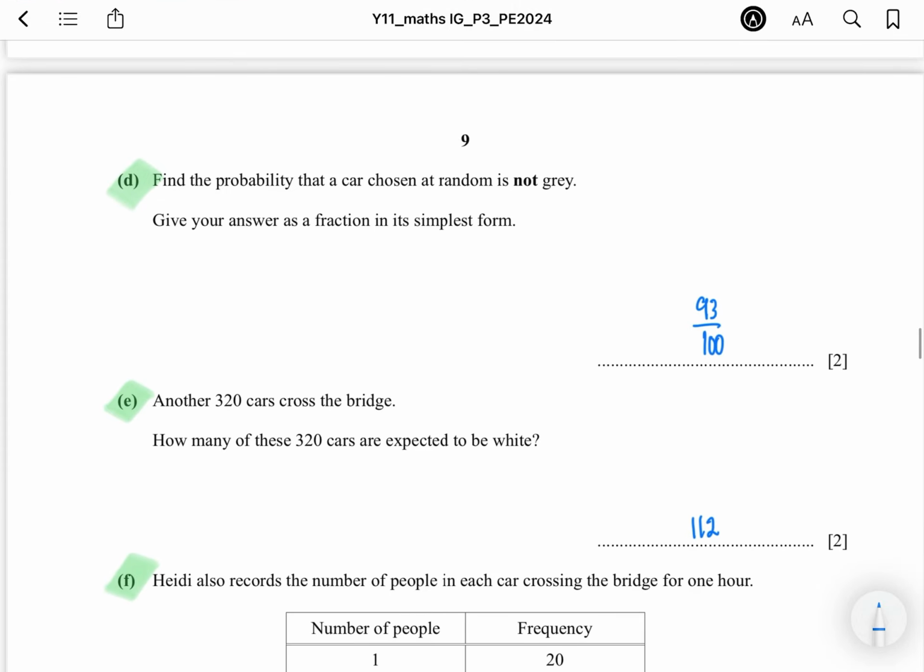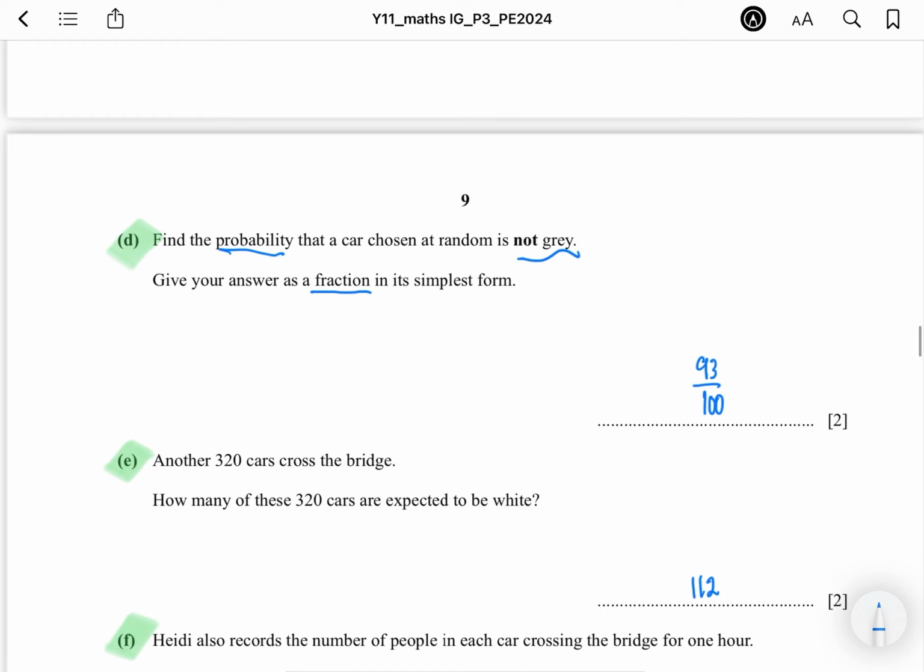Find the probability that a car, so probability, so your answer should be in fraction, shouldn't be decimal, is not gray.